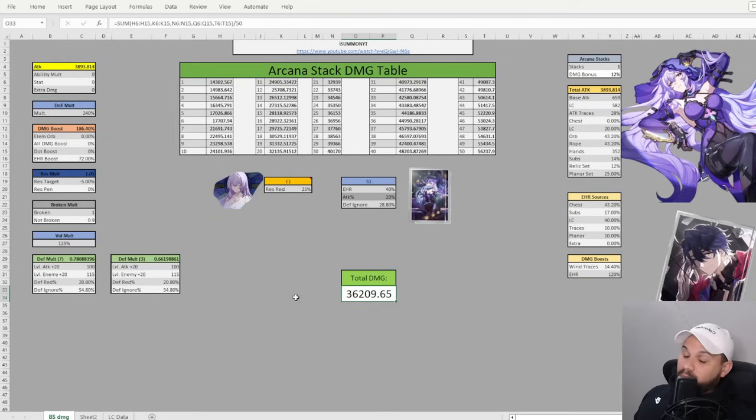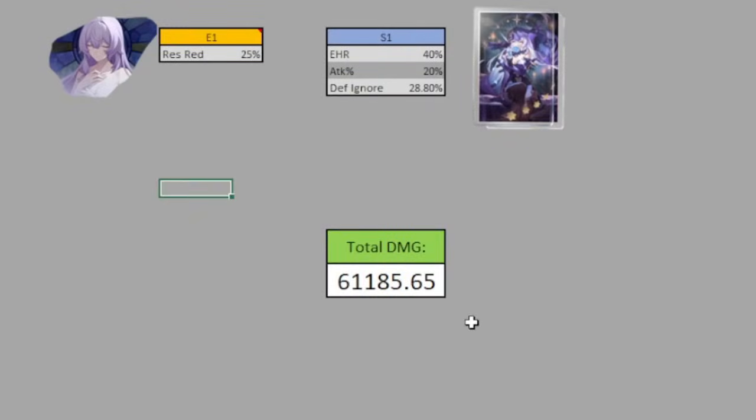But now, what people really would want to see is with Ruan Mei, because everybody's going to be running her. So let's add in the 68% damage bonus, and then let's add in the 25% penetration, and boom, 61k, damage just lifts off straight to the moon. 61k E1 S1 with Ruan Mei.